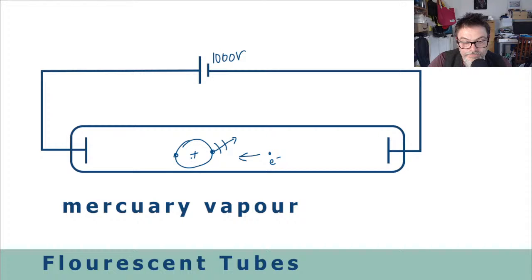And then what you find, rather annoyingly, is that the photons that are produced are all in the UV area of the spectrum. Now that's not much use to us. It's not much of a lamp, is it? Because we can't see UV.